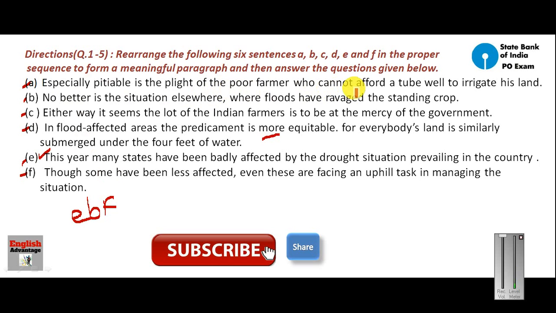Here we are talking about the tube well to irrigate his land. Just see the meaning of this sentence. This sentence is connected with the drought situation. So after this, any sentence that talks about the flood situation can come. So this should be the next sentence, A.